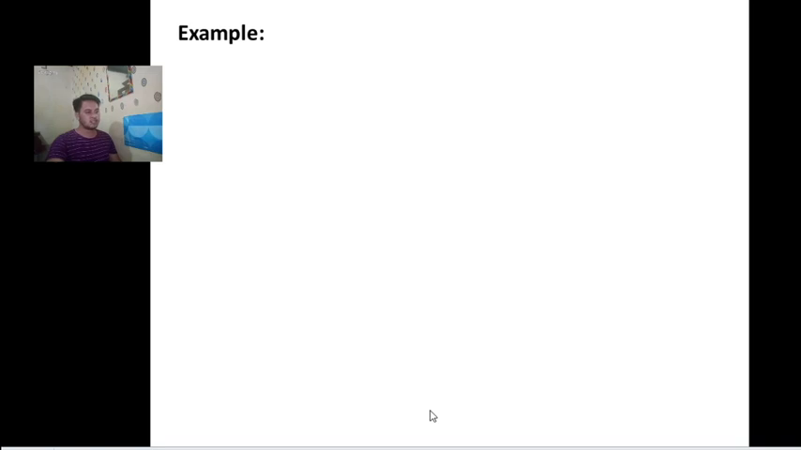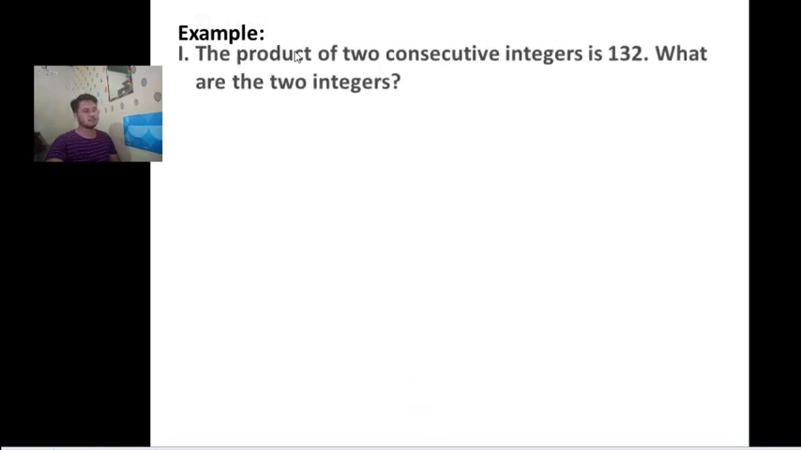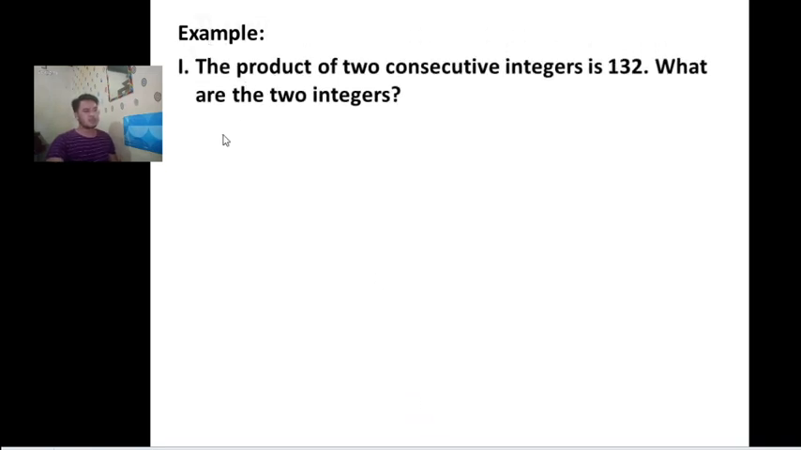Okay, let us proceed to our example number 1. The product of two consecutive integers is 132. What are the two integers? And again, we will know the condition of the problem. So the condition says the product of two consecutive integers is 132.